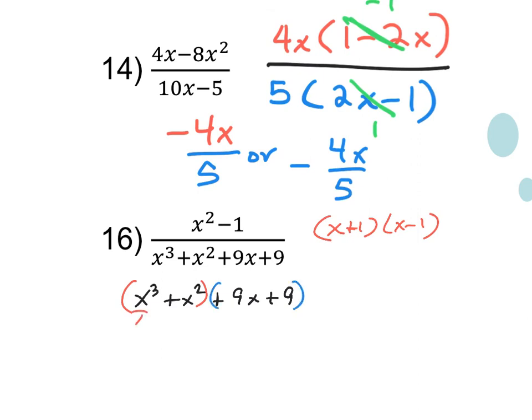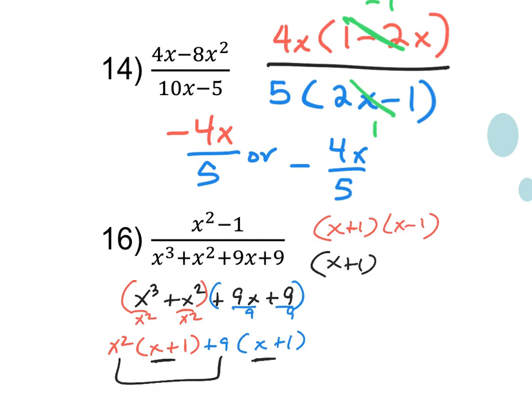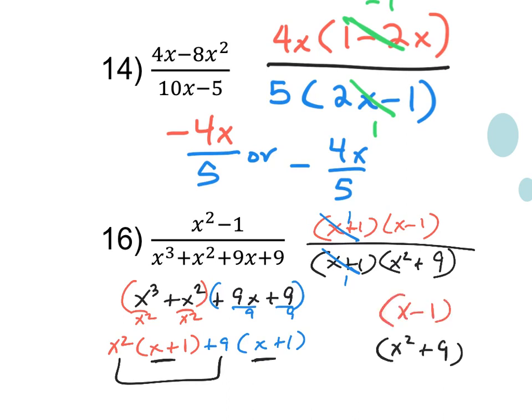GCF of first group is x squared. GCF of second group is 9. Notice this is in common, so you write that once, and then put these two together. Now look for things to simplify, become 1s, and now you're left with just x minus 1 over x squared plus 9. And you're done.